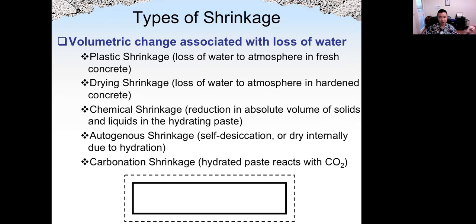Autogenous shrinkage only occurs for concrete with a very low water to cement ratio. And then carbonation, this is the reaction between CO2 from the air with calcium hydroxide from hydration of Portland cement. So that's 5 different types of volumetric change because of loss of water.